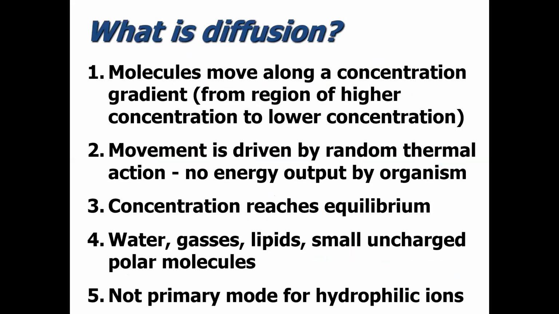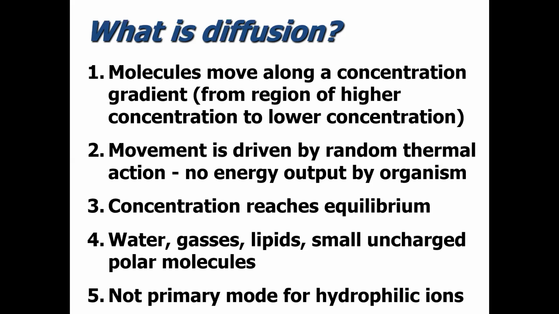Now the second mechanism, that is diffusion, passive diffusion. So first of all, what is diffusion? Diffusion means the molecule is moving along a concentration gradient. That means it is moving from higher concentration to lower concentration, and that movement is driven by the thermal actions of the molecule. There is no energy output by the organism, it is the thermal action, and it will create a concentration equilibrium as it moves. That is, on both sides the molecule concentration is maintained at an equilibrium level.